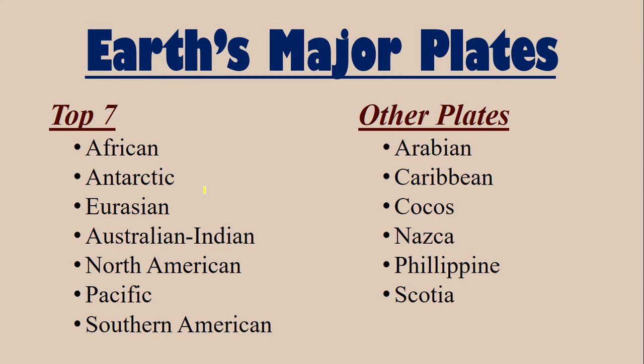The other plates that we're going to talk about are the Arabian plate, the Caribbean plate, the Cocos plate, the Nazca plate, the Philippine plate, and the Scotia plate. Now there are some little small plates out there and different little faults that go along with them. We're not going to talk about these, just the ones that we definitely know exactly where they're at.